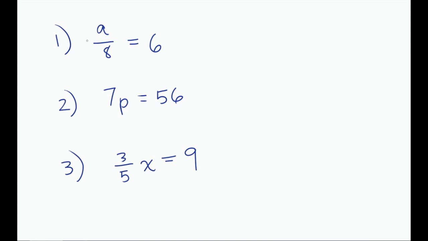Okay, with this first one, we're dividing by 8, so I would multiply by 8 on both sides, and I would find that A equals 48. For number 2, I'm multiplying by 7, so I need to divide both sides by 7, and I am going to be left with P equals 8.